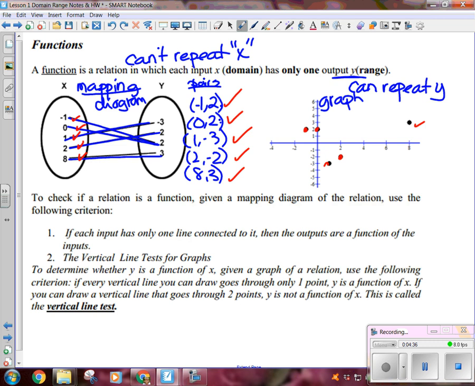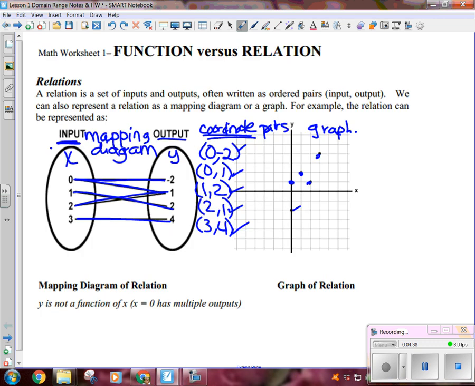If we jump back a screen and pay close attention, with the first relation that we looked at, is this a function? Is this a function?